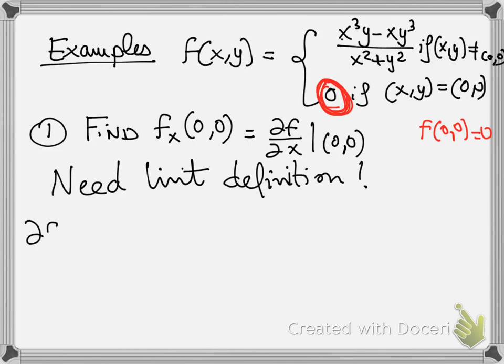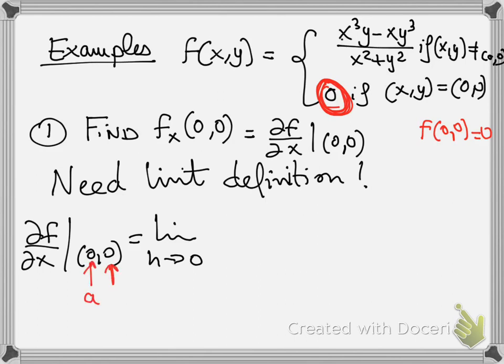So then partial f, partial x at the point (0,0). Remember, by definition, that was the limit as h goes to 0. Here (0,0) is like my (a,b) in the limit definition, so a is 0, b is 0. So this is the limit as h goes to 0 of f, with respect to x. So y is a constant, y is fixed. y is equal to 0, so it's fixed, and we vary x.